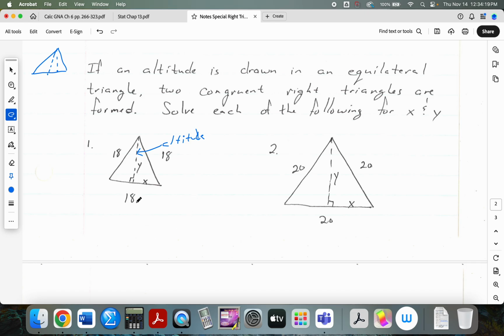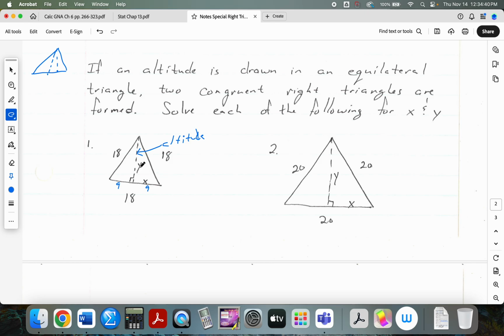Okay? So if that's true and this whole thing is 18, how much is each of these pieces? 9. So there are 2 legs to this right triangle. The shorter of the 2 legs is going to be 9. How's that related to the 18? It's half of the 18.